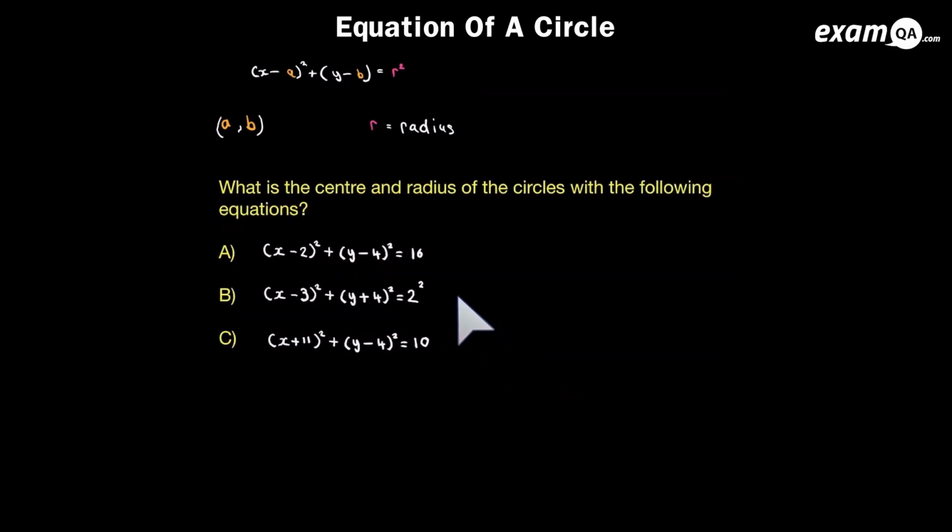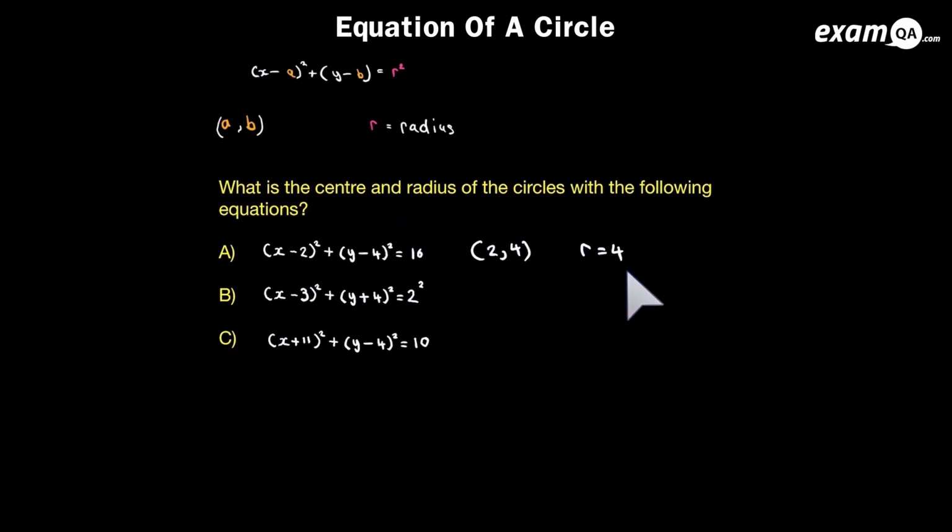Okay, now we need to find the radius and the center of the circles with the following equations. The first one is perfectly in the format of the general equation, and you can see that a must be 2 and b must be 4. So the center is (2, 4), and it's equal to 16. And remember, it's equal to the radius squared, so the radius must be 4.